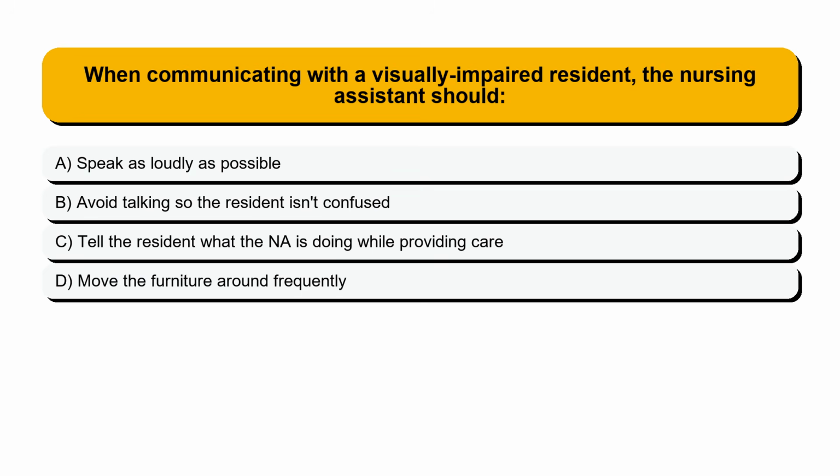Question 39. When communicating with a visually impaired resident, the nursing assistant should: Option A, speak as loudly as possible. Option B, avoid talking so the resident isn't confused. Option C. Tell the resident what the NA is doing while providing care. Option D. Move the furniture around frequently.